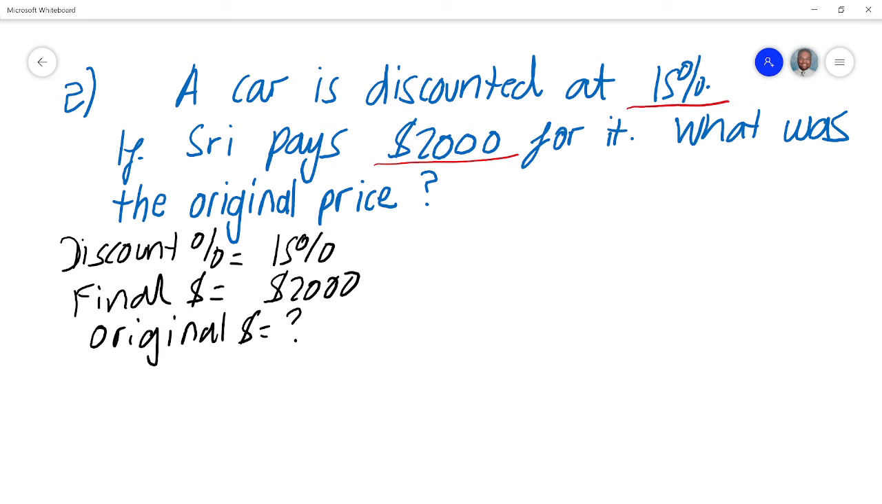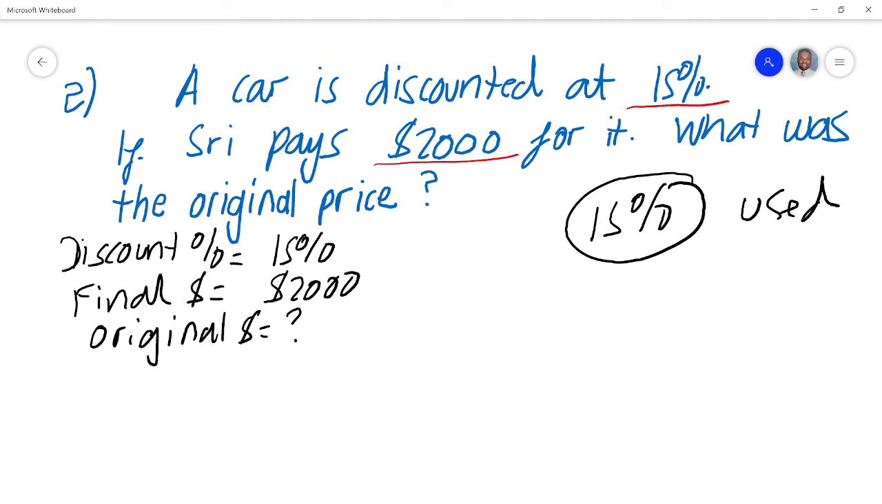All right. Now, with this question, we have to think differently. If you see here, we say that 15% has been used. And to get the original, we subtract 100 minus 15, and that's going to be 85%. So 85% is what we need to work out from the original price. 85% of the original price will give you your final price. So what I like to do is treat it like an algebraic function.